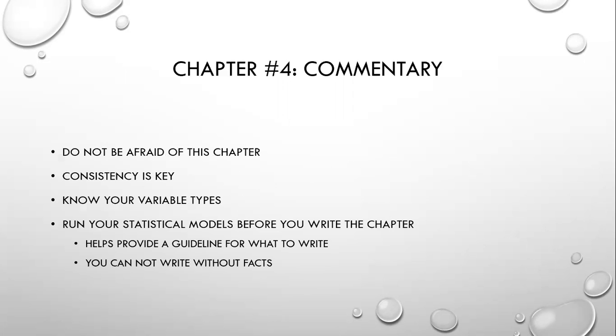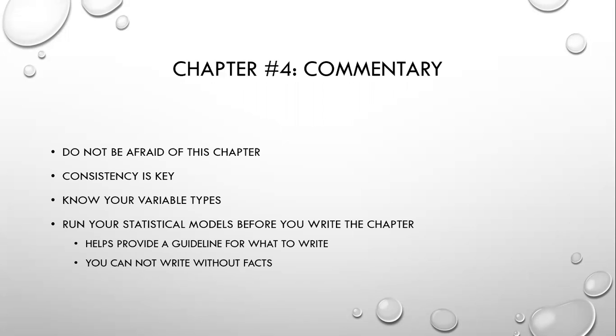So, key things to remember: do not be afraid of this chapter. This chapter is here to help you and give you support in terms of what you are trying to convey to your audience. Consistency is the key. If you have it in your paragraph, it should be in your illustrations and vice versa. Know your variable types. When you go to summarize a variable, it should be consistent with the variable type. Okay? I'll talk about that a little bit later in the next slide.